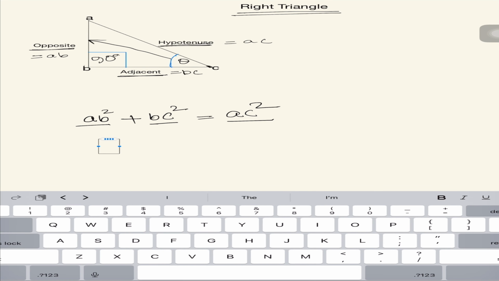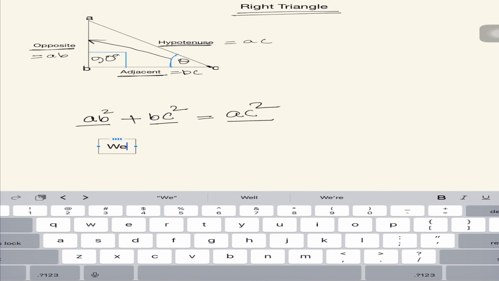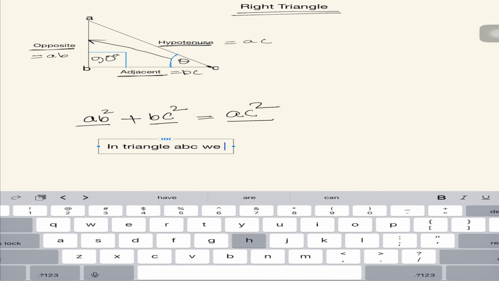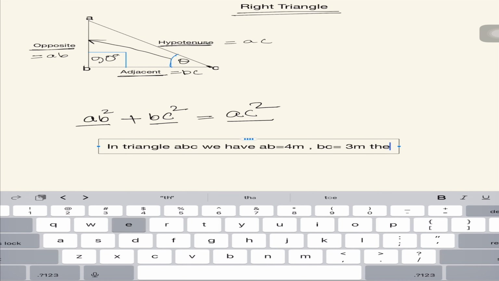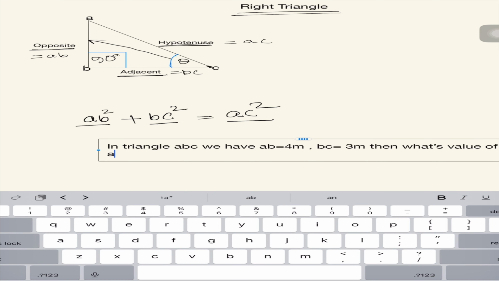Let's say in triangle ABC we have AB equal to 4 meters, then BC equal to 3 meters. Then what is the value of AC, which is the hypotenuse?